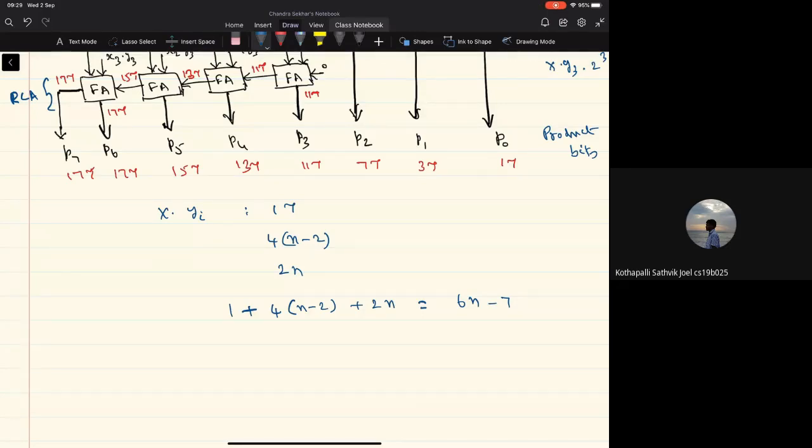So this is how one has to do the timing analysis of the given circuit. We need to look at the structure of the circuit and how the data flows in the circuit, and then compute the time it takes. And we try to come up with a generalized expression in terms of n. Now the next question is, what is this 6n minus 7 for different n values?